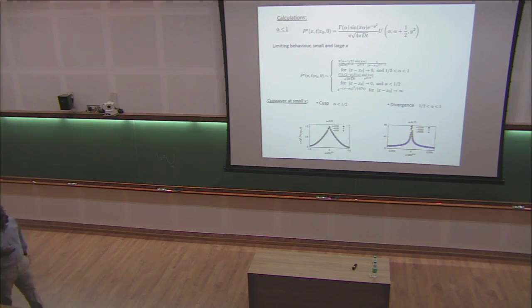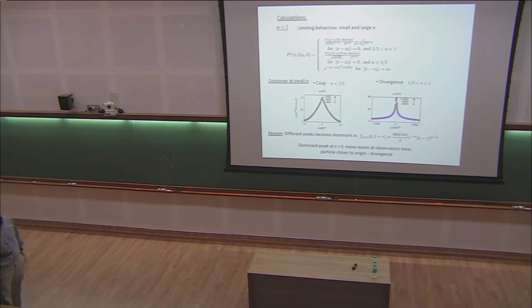So if you look at the behavior at small x of this function, you see that there is a change from a cuspy behavior at alpha smaller than half and a divergence at alpha greater than half, and this was a bit of a surprise. And the way one understands it is, as I had pointed out, that this function here, the probability of having a reset at a time tau before the current time, has two peaks, and these peaks sort of shift in their importance as alpha is changed.